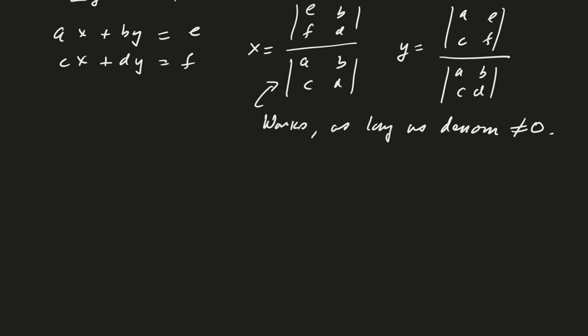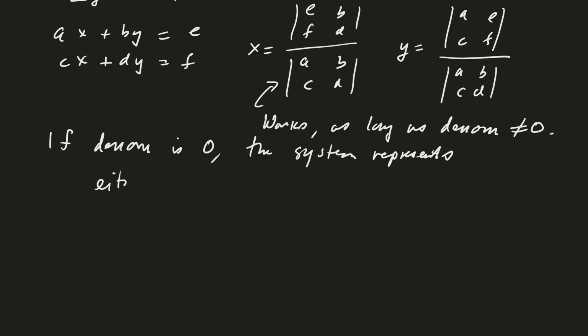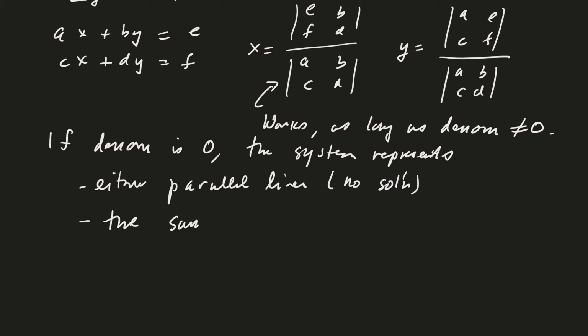What happens if the denominator is 0? If the denominator is 0, then the system, do you know what happens in that case? The system represents what kinds of lines? Either parallel lines, in which case there would be no solution, or, what's the other case? The same line. They would be multiples of each other.